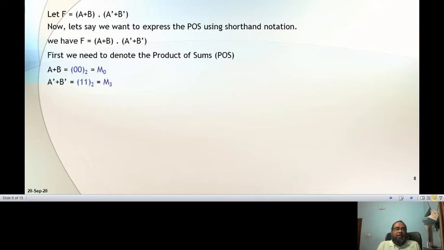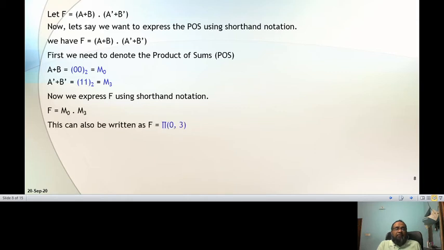So see here, a plus b is 0 0. This is a max term. So the capital M0 is the first max term, or 0th max term. Then a bar plus b bar is 1 1. 1 1 corresponds to M3. So in max term, a corresponds to 0 and a bar corresponds to 1. So f is equal to M0 into M3.